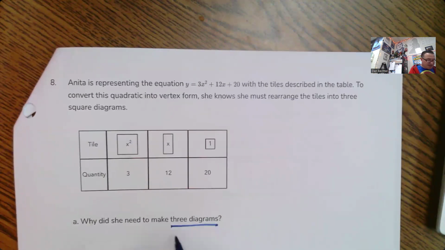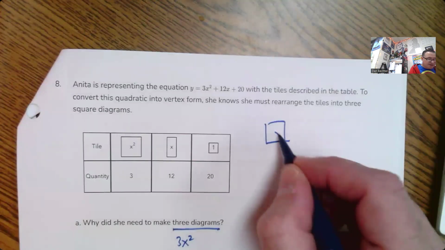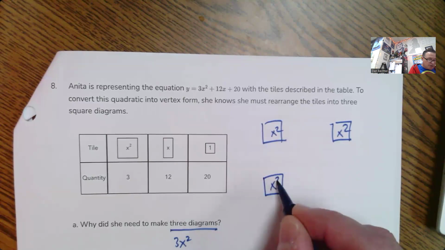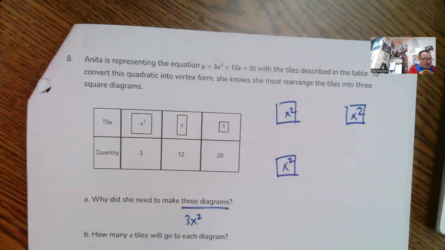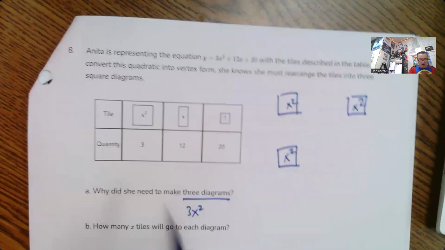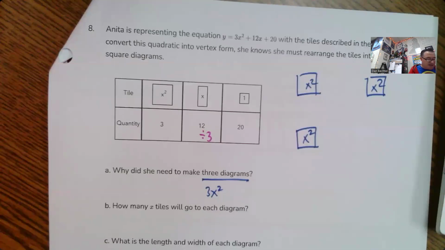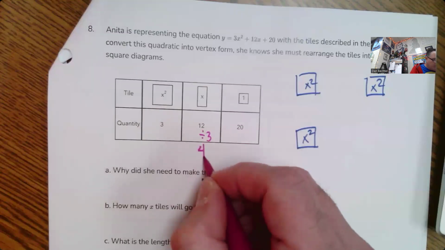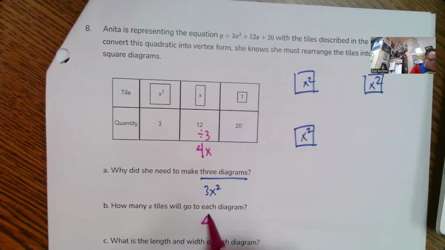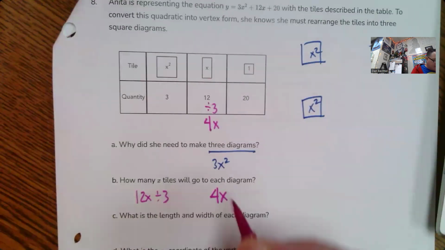We've got 3 diagrams because of the 3x squared, which is cool. So I'm going to draw that over here. We will have x squared, x squared, x squared. Now, how many x tiles will go into each diagram is the next question. If I've got 3 diagrams for the 12 x's, I need to divide it by 3 to figure out how many are going to be in each. So I'm going to have a total of 4x in each diagram, because it is the 12 x's divided by the 3 diagrams.